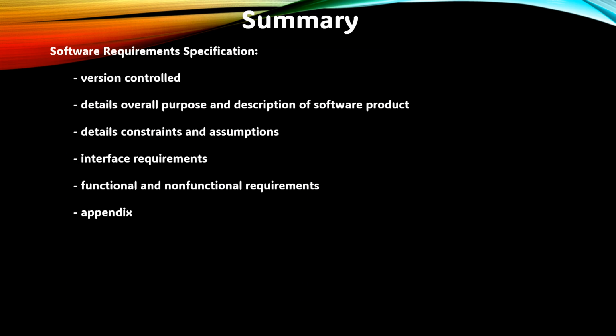To summarize what a software requirement specification document is, it is a version-controlled document that details overall purpose and description of a software product. It details constraints and assumptions. It also details interface requirements. Functional and non-functional requirements are also added to this document, as well as an appendix that details additional information that will help the software development team throughout the software development process.